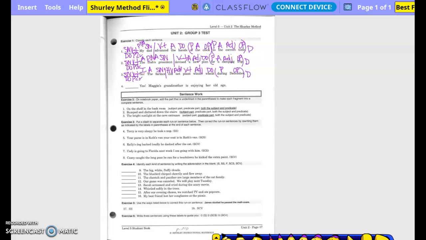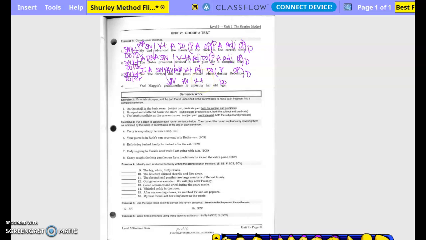Yes, Maggie's grandmother is enjoying her old age. Who is enjoying her old age? Grandmother. So grandmother is the subject noun. What is being said about grandmother? Is enjoying. So enjoying is the verb. Is enjoying what? Old age, right? So age. Is age the same thing as grandmother? No. So it's the direct object. And enjoying becomes the verb transitive.